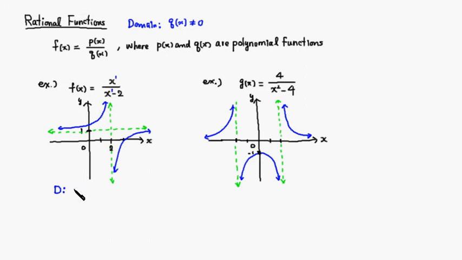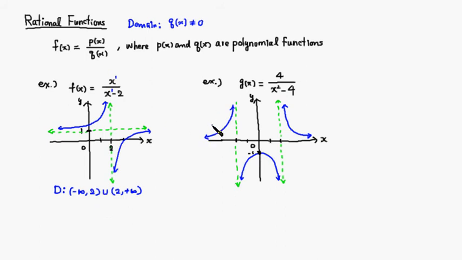I'm going to use interval notation. It's going to be negative infinity all the way to 2, not including 2. Then starting back up, not including 2, but all the way to positive infinity. So that would be the domain of this rational function.